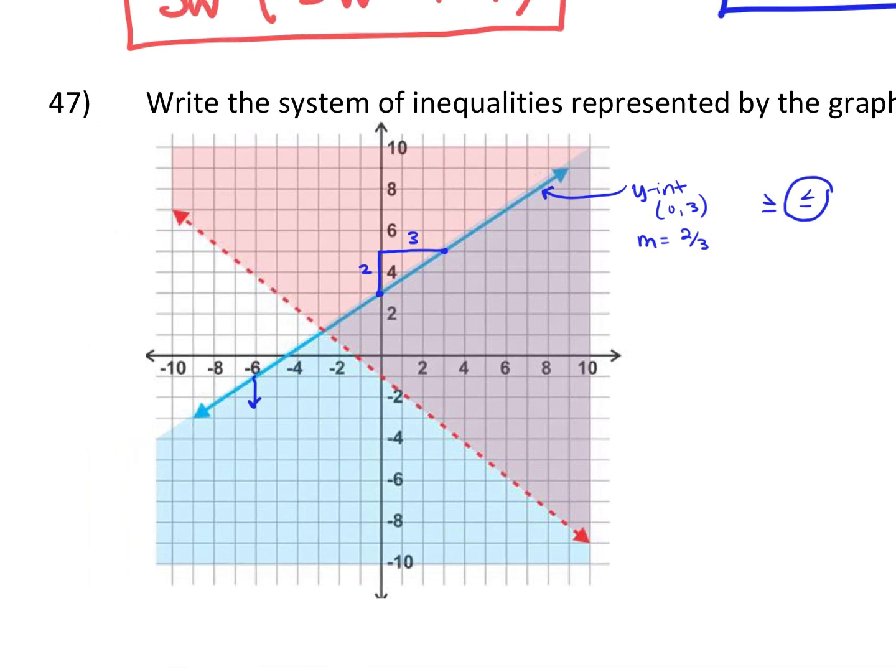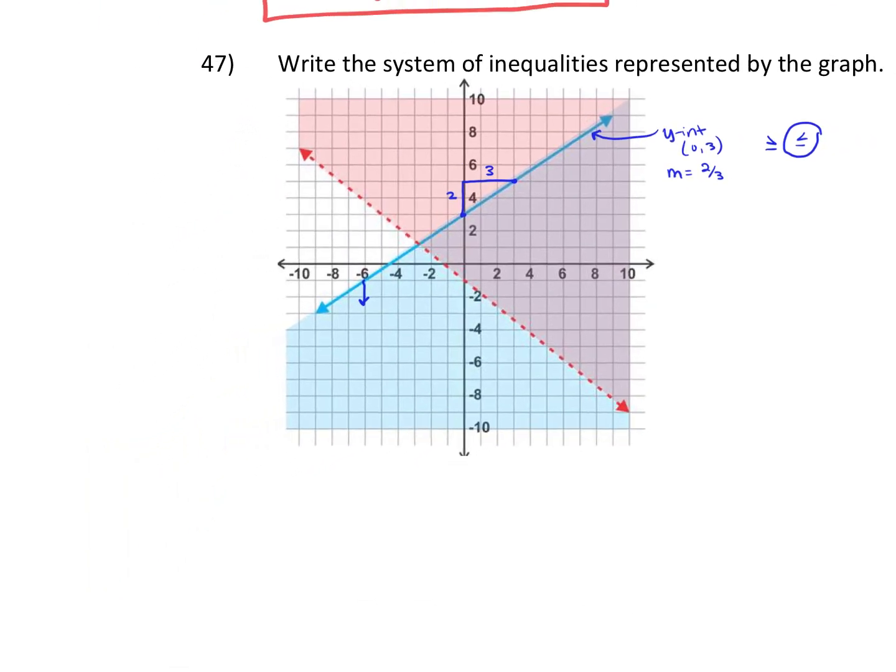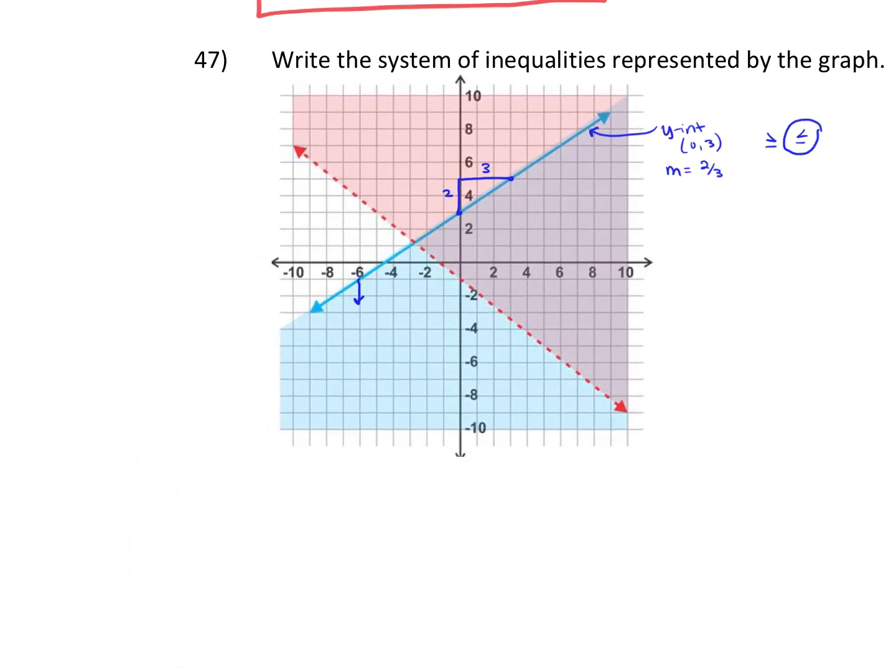All right, so we can write one of our inequalities. We've got y is less than or equal to. Now we just need the mx plus b. The m was 2/3, so 2/3 x. And then the b is the y-intercept, positive 3, so plus 3. All right, so we've got half of our system done. Now we're going to identify the same information for the red line.